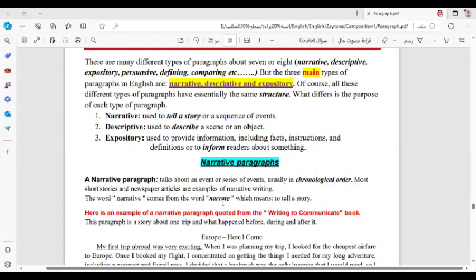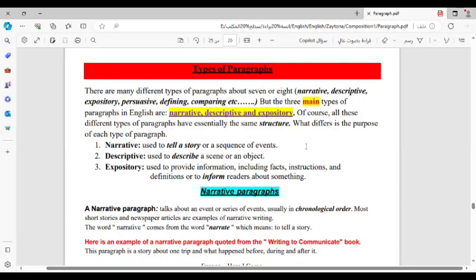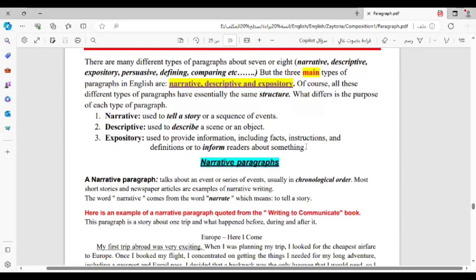Yes, it's clear. Great. So we said before that we have so many types of paragraph, but we will focus on the most common ones, the three main types, which are narrative, descriptive, and expository. I think we started with narrative. Can you remind me? Narrative, okay. So we finished the narrative paragraph.